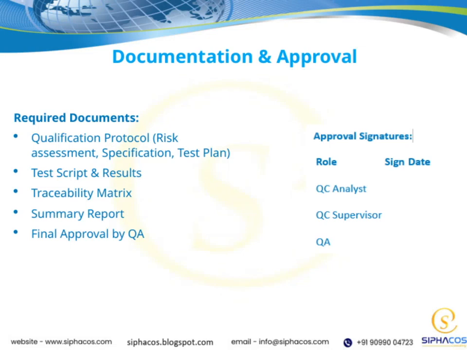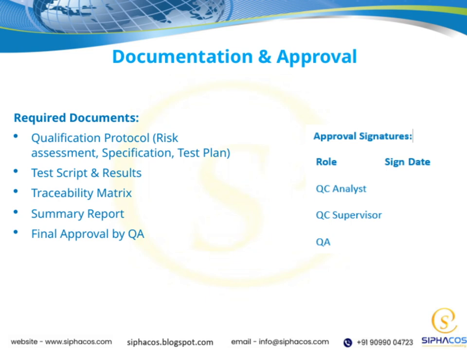Now, let's talk about the documentation and approval process. This is a crucial step to ensure everything is properly validated and meets our quality standards. First, we need the required documents, starting with the qualification protocol. This includes the risk assessment, specifications, and test plan, basically the blueprint for how we'll verify the product's performance and safety. Next, we have the test script and results, which detail the specific tests conducted and their outcomes.